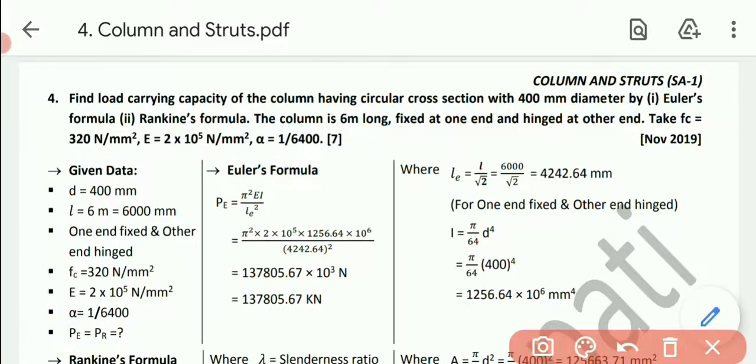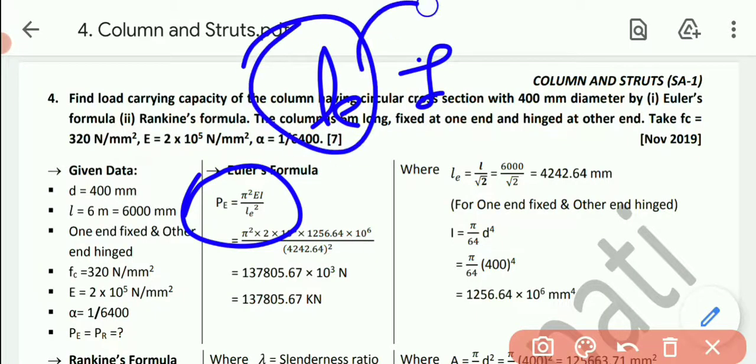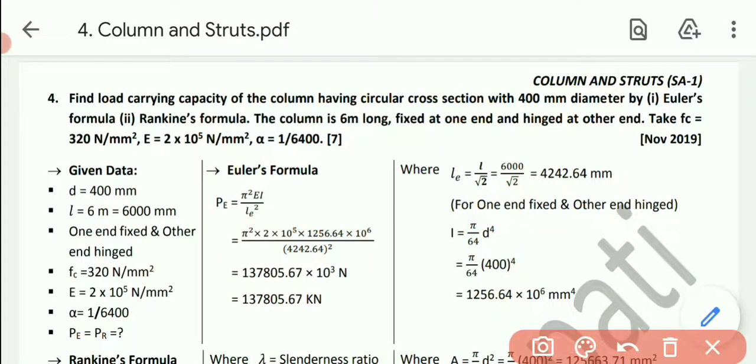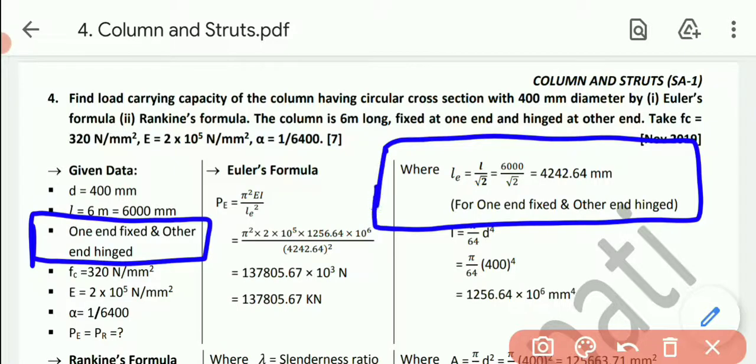First of all, for Euler's formula we know that we need two unknowns, Le and I. So let's start with Le. The condition is given: one end fixed, other end hinged. So for Le, for one end fixed and other end hinged, the formula will be L by root 2. L is given to us, that is 6000 divided by root 2. I will get the answer 4242.64 mm. So the problem of Le is solved.